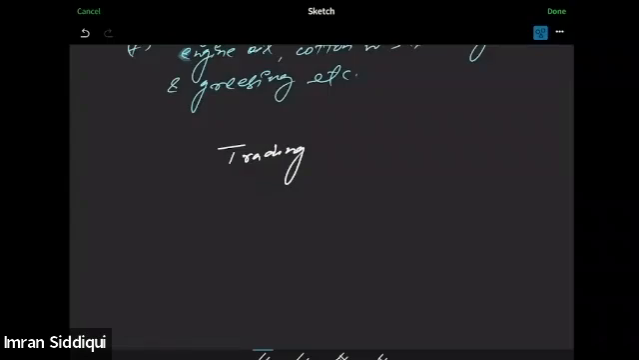Okay, now let's talk about the format of the trading account. So this is how we prepare the trading account. Normally, trading account.